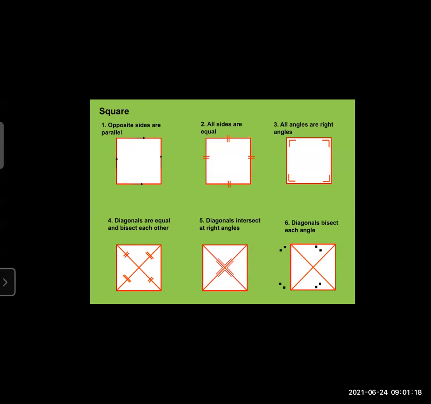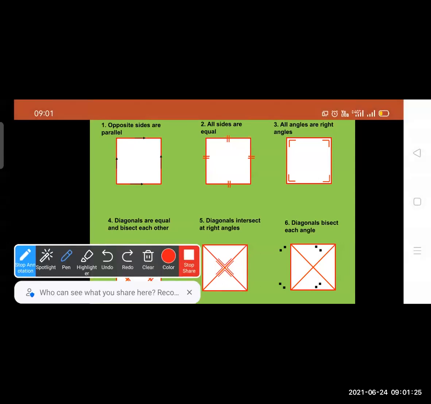Each diagonal bisects each angle means it divides the angle into two equal parts. Suppose this one is 90 degrees, it divides into two equal parts, that is 45 and 45, like that.